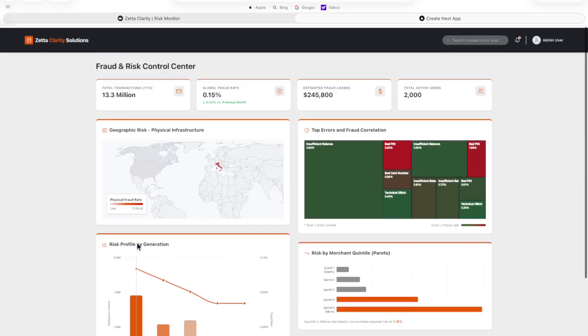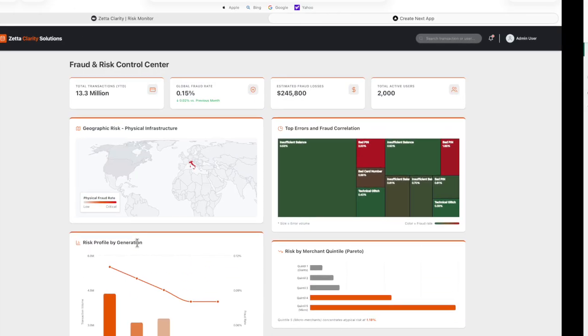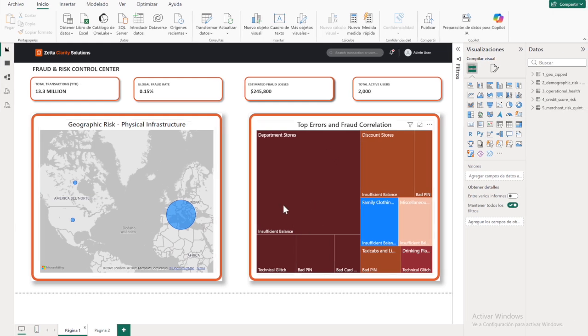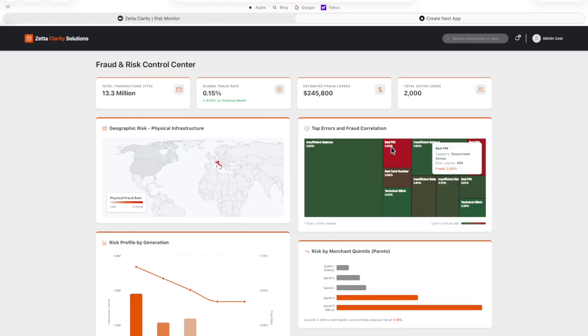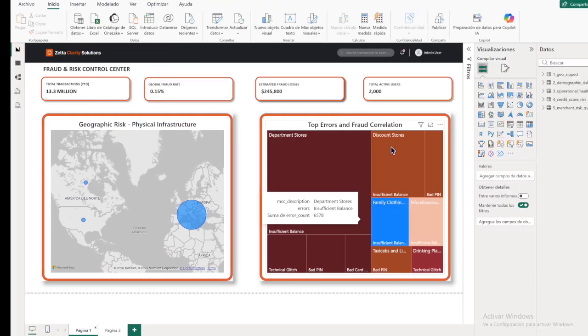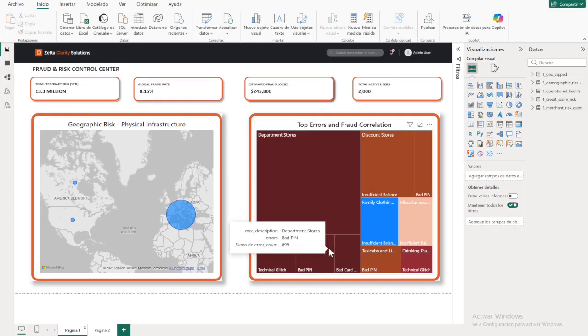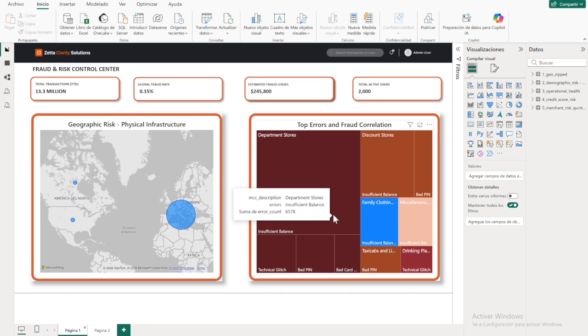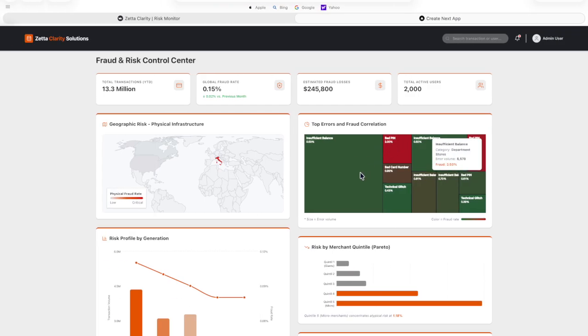Then, our tree map about operational health. This is one of the most critical findings. In this tree map, we are tracking transaction failures, specifically the bad PIN error code. You can see here that it has a 2% fraud rate, making it the highest security threat. This isn't just a user forgetting their password, it represents active attacks on stolen cards. Having this visible in real time allows the security team to react immediately.